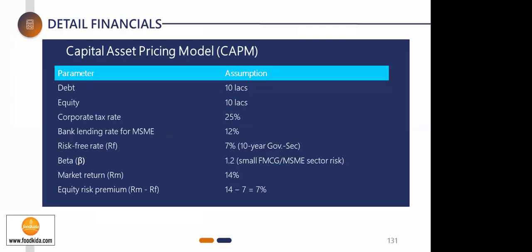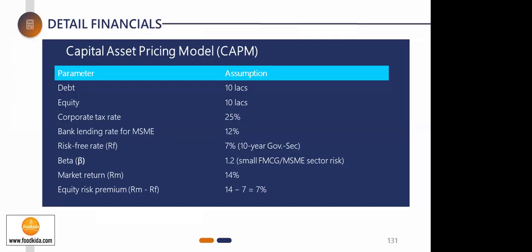Now corporate tax rate I have taken as 25%. Please correct me if I am wrong. Is it 22 or 25, Neha? It depends, it varies actually. So I've taken a random figure, 25. Bank lending rate for MSME I have taken as 12%. Risk-free rate in India is 7% for the 10-year government security or bond. Beta, since this is MSME, I have taken on a higher side, 1.2 instead of 1.